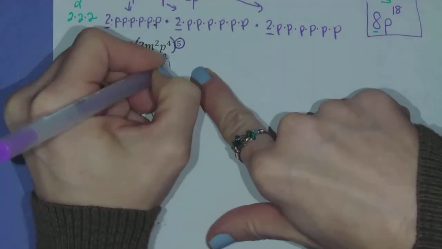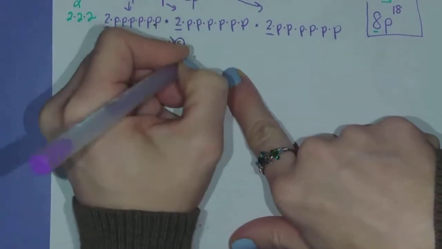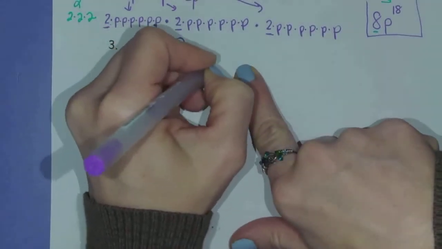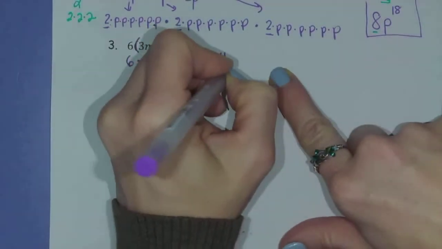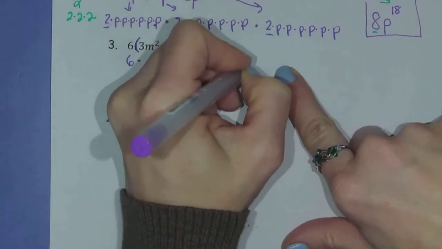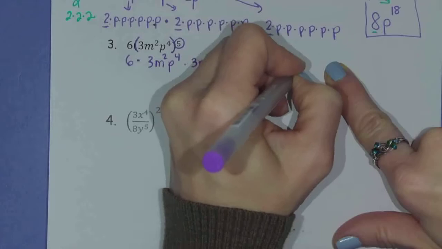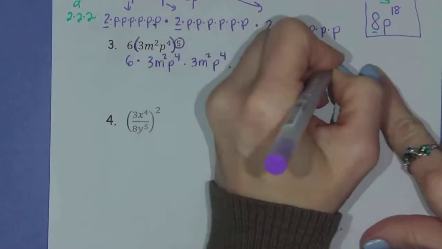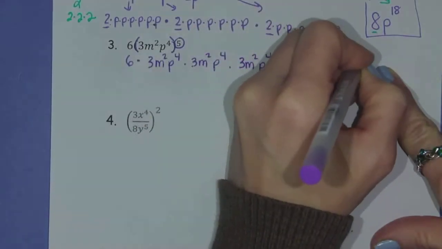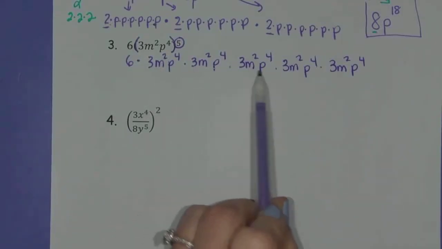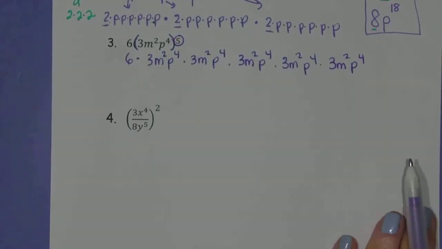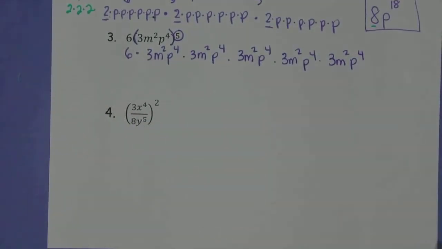3m squared p to the 4th times 3m squared p to the 4th. 3m squared p to the 4th. 2 more. 3m squared p to the 4th. And finally, 3m squared p to the 4th. So that's 1, 2, 3, 4, 5. But of course, each of these can go further.